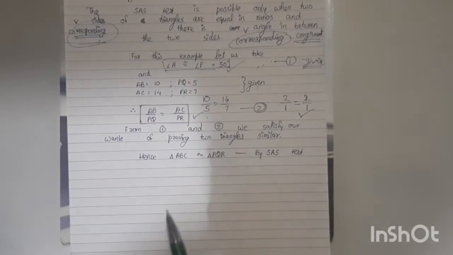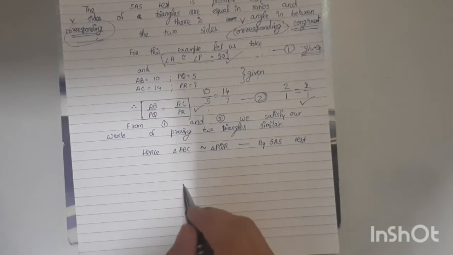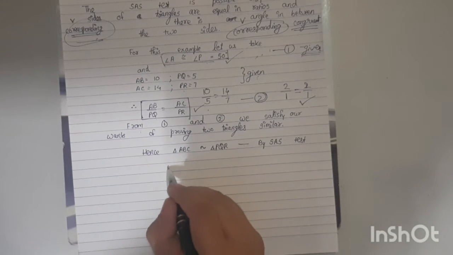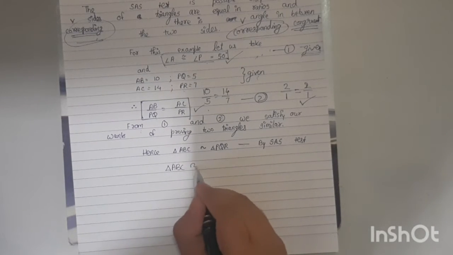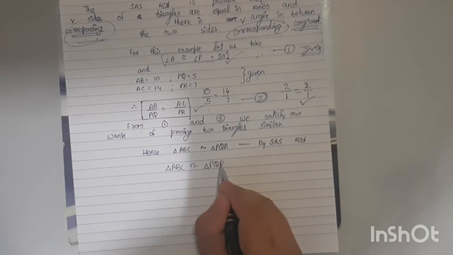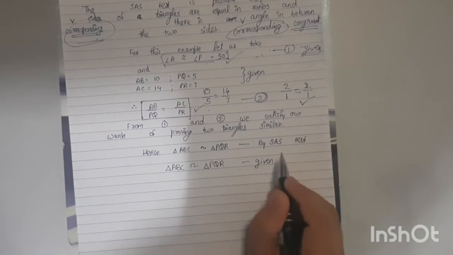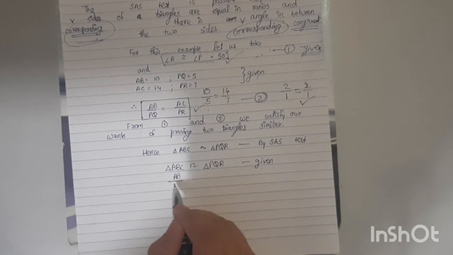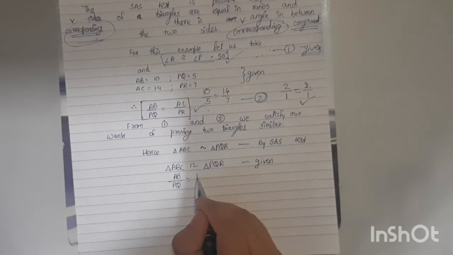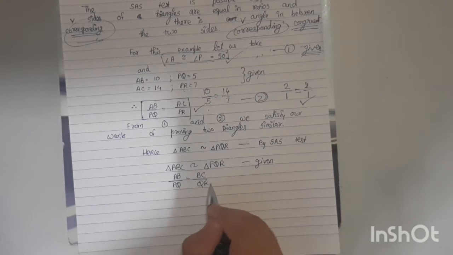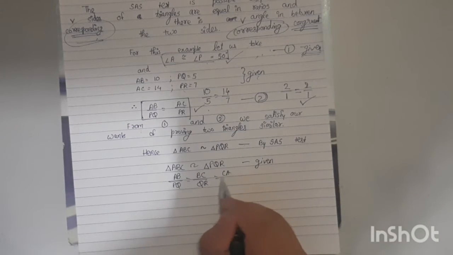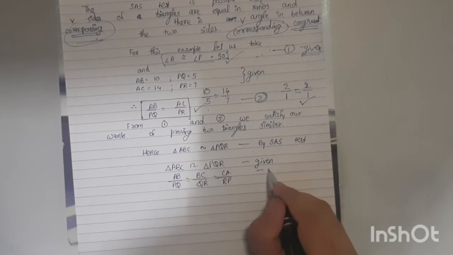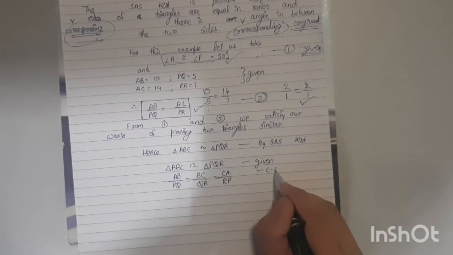Now when you carry out sums or different questions, there may come a time when triangle ABC is similar to triangle PQR is given. So we can go in a reverse way and prove that AB upon PQ is equal to BC upon QR is equal to CA upon RP. How, you ask? By CSST.